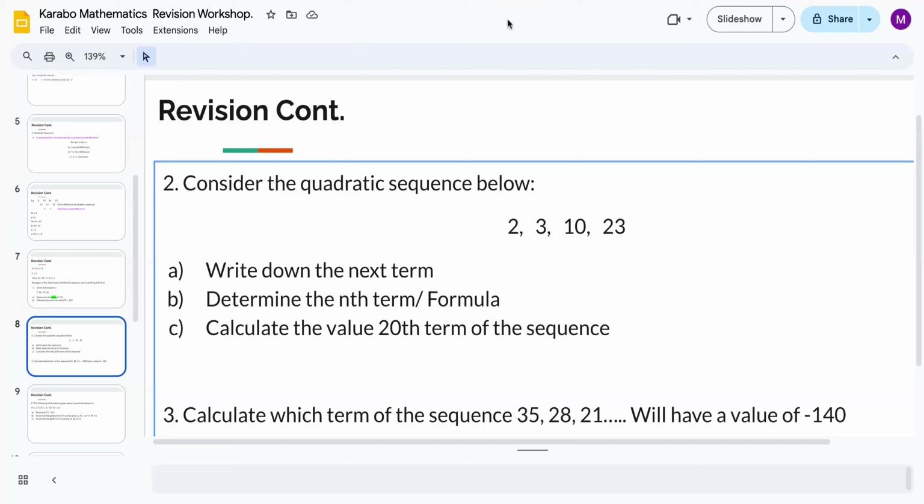Okay, this is a bit of a longer one, so I'll give you another 3 minutes to work it out. It does take some time.